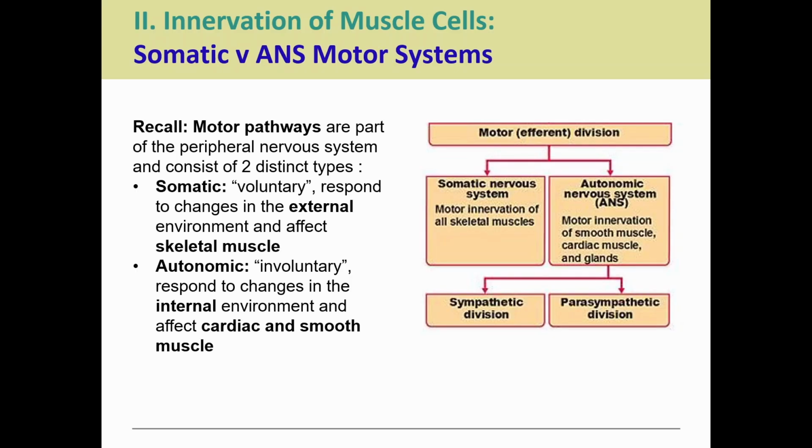So remember that depending on which type of muscle we're looking at, we may be in a somatic motor system or an autonomic motor system. Remember, a motor pathway is going to be from the central nervous system to the peripheral nervous system to cause an action. And somatic is what we think of with voluntary. We're thinking skeletal muscle. Autonomic is involuntary. We're thinking cardiac. We're thinking smooth. And then do remember that autonomic can be split even further into the sympathetic division and the parasympathetic division, which we've already talked about in the previous unit.